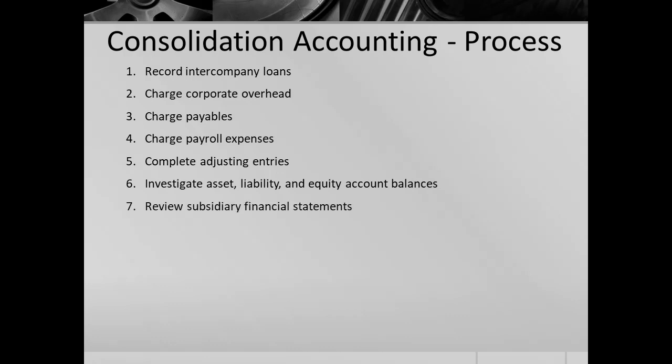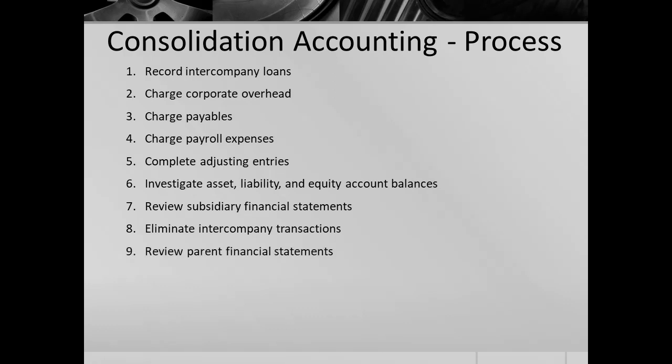The seventh one is review subsidiary financial statements. This means printing and reviewing the financial statements for each subsidiary and investigating any items that appear unusual or incorrect. It should make adjustments as necessary. The next one is eliminate intercompany transactions. If there have been any intercompany transactions, reverse them at the parent company level to eliminate their effects from the consolidated financial statements.